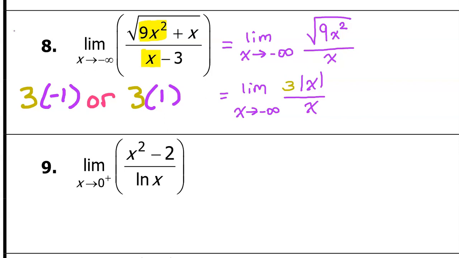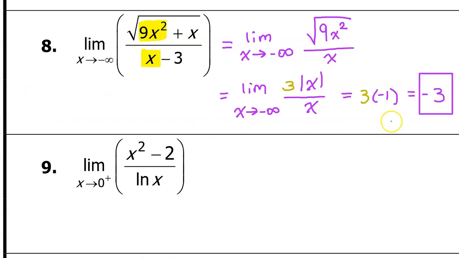The numerator is always positive because of the absolute value. Will the denominator be positive or negative? Well, x is approaching -infinity. So we're going to have a positive divided by a negative, which makes the expression negative. So we're in the situation where we have 3 times -1. So the limit is -3. Kabam!